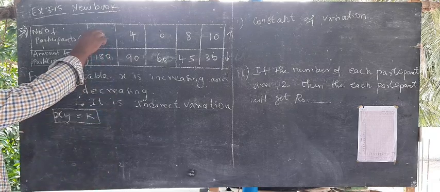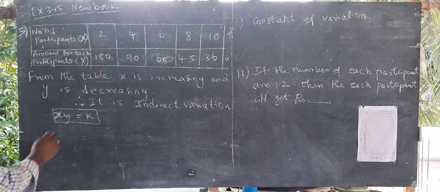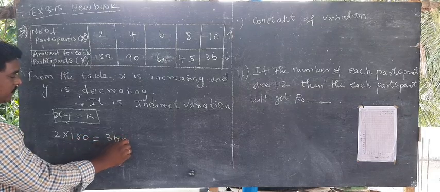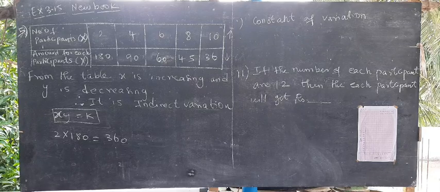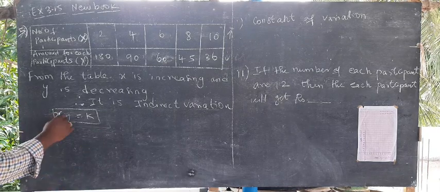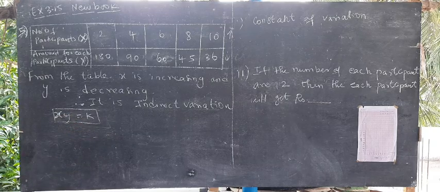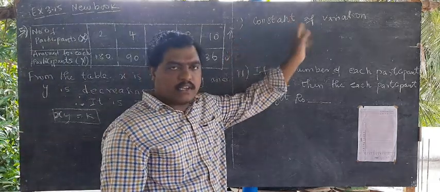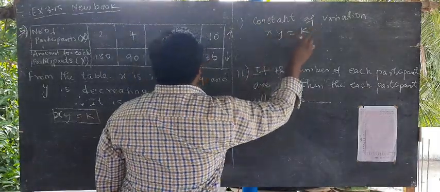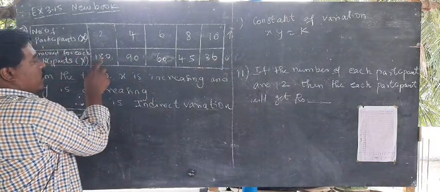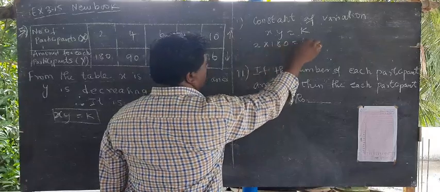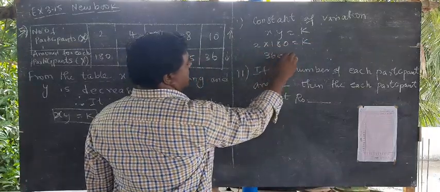x equal to 2, y equal to 180. 2 into 180 equal to 360. So no need to write like this; xy equal to k is the formula. They are asking for the constant of variation. Straightly you write xy equal to k, x equal to 2, y equal to 180, 2 into 180 equal to k, 360 is equal to k.